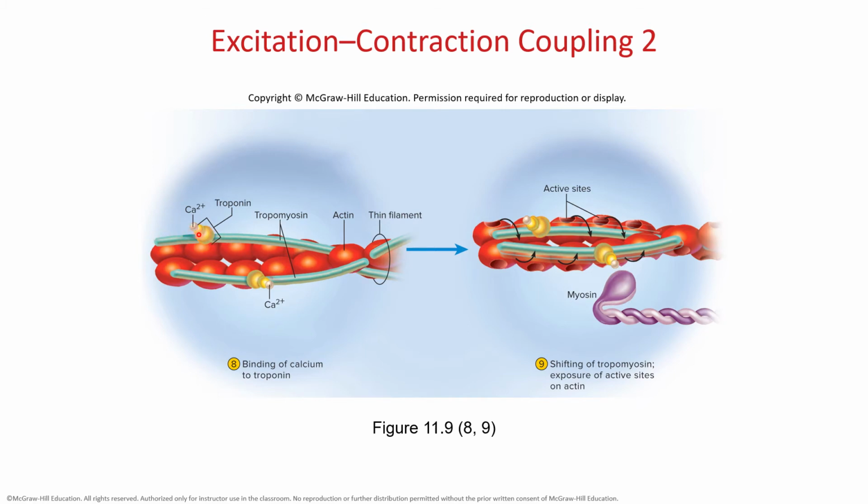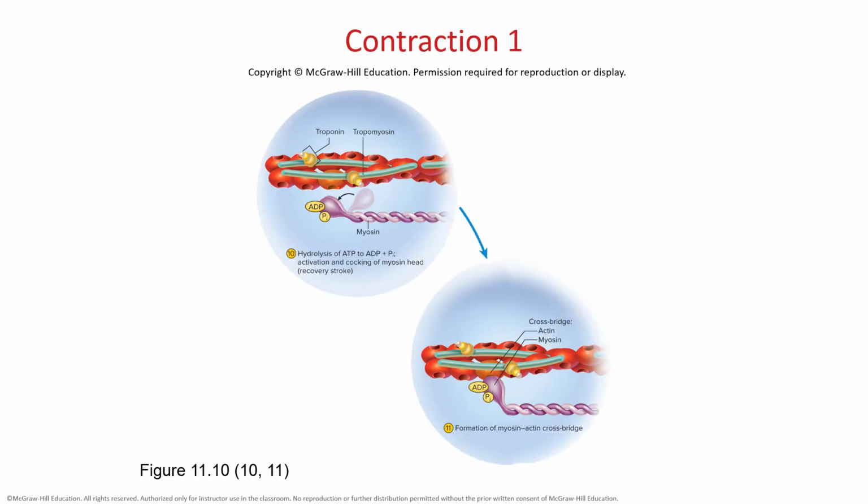Once it gets to troponin, it'll bind to troponin, which will cause the tropomyosin to move out of the way and expose the active sites. So here you can see the active sites are available for these myosin heads to come up and actually bind with actin. The myosin head must have an ATP molecule bound to it to initiate contraction, and then it also has to break down the ATP into ADP and inorganic phosphate to cock it back to get it ready to go. So here it is ready to bind to that active site here, and then you can see down here we have the formation of the myosin-actin cross bridge.